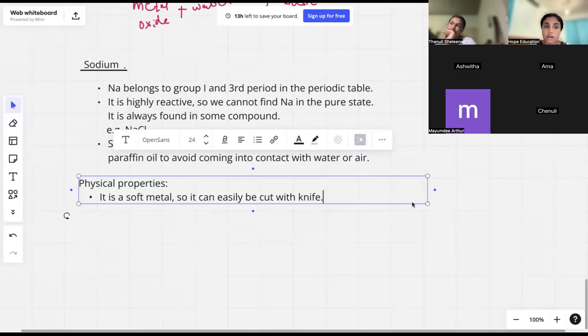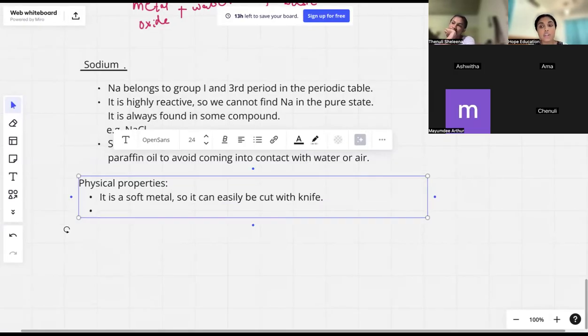I will show you a video. And another thing is that I told you usually metals have high density. But when it comes to sodium, sodium has a density lower than water, so it floats on water. It floats on water because it has a lower density than water, right?